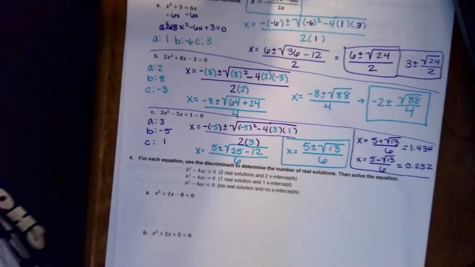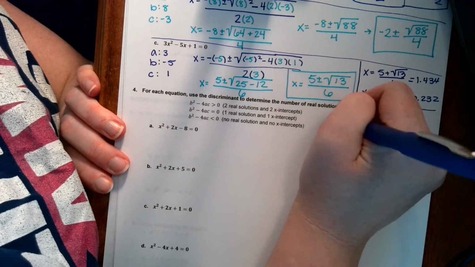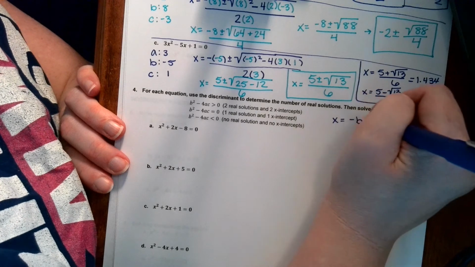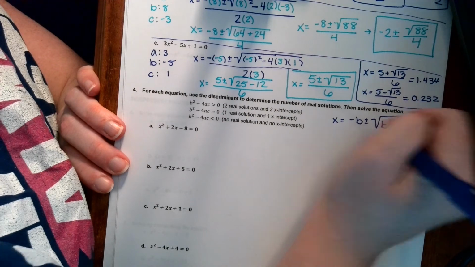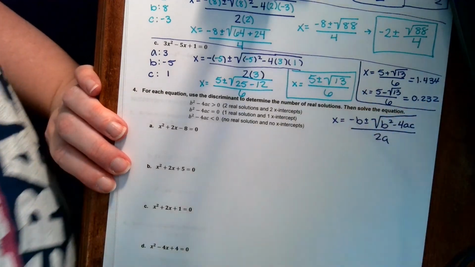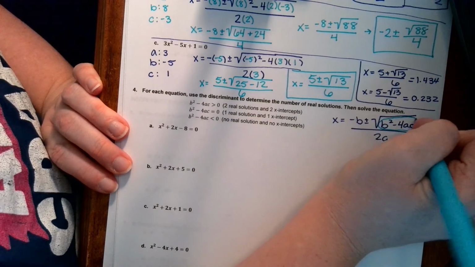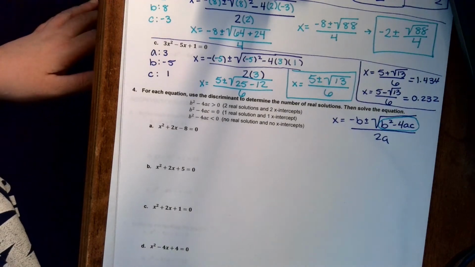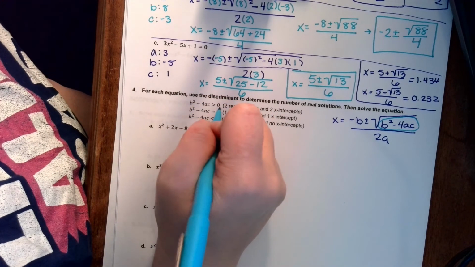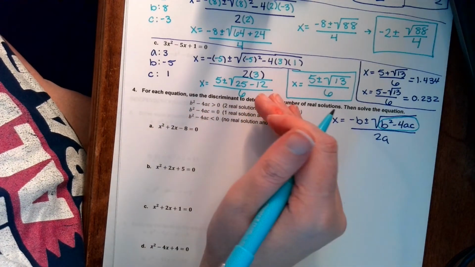Next thing we want to go over is the discriminant. So in our quadratic formula, this piece that is inside the radical is called the discriminant. And if we look at just the discriminant, we can tell how many solutions this equation is going to have. If the discriminant is greater than 0, it's going to have 2 real solutions. It's going to cross the x-axis twice.